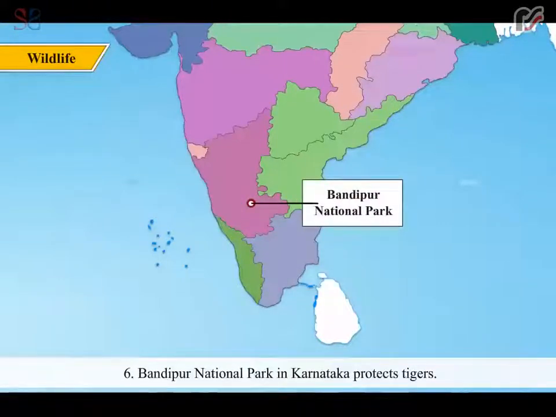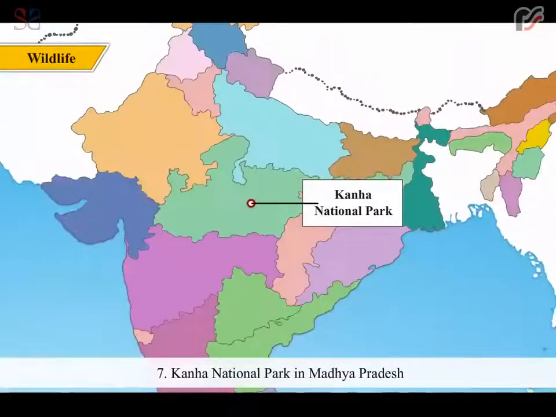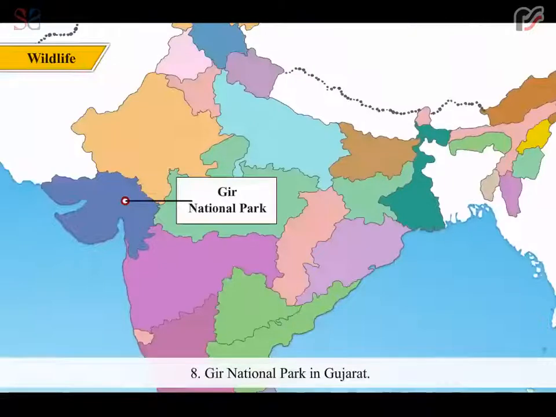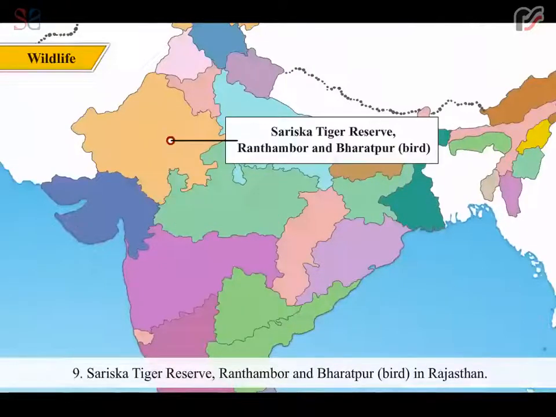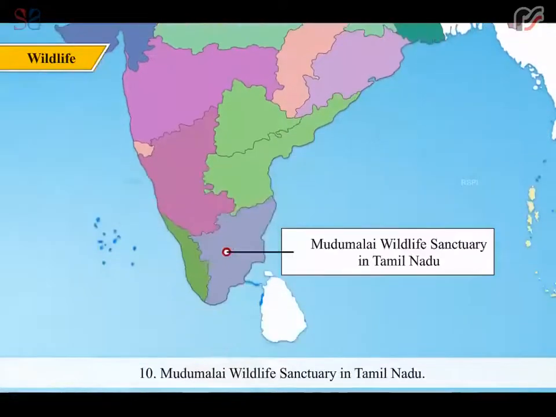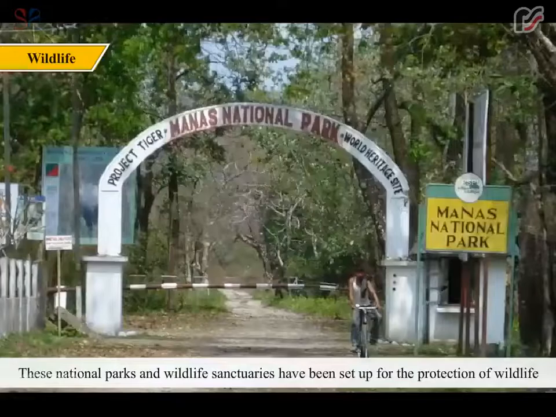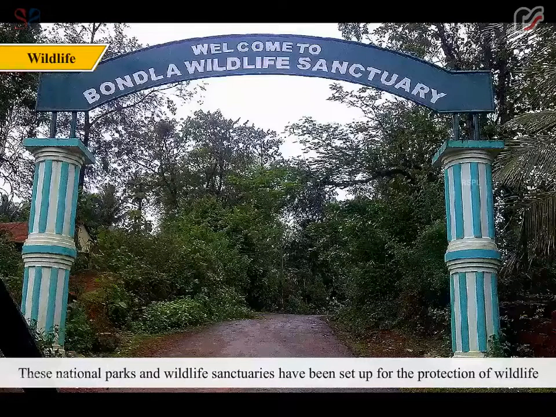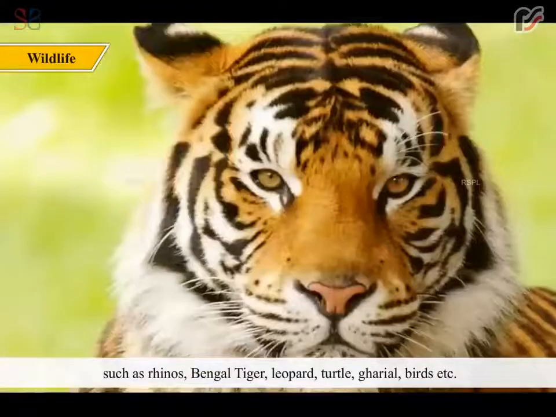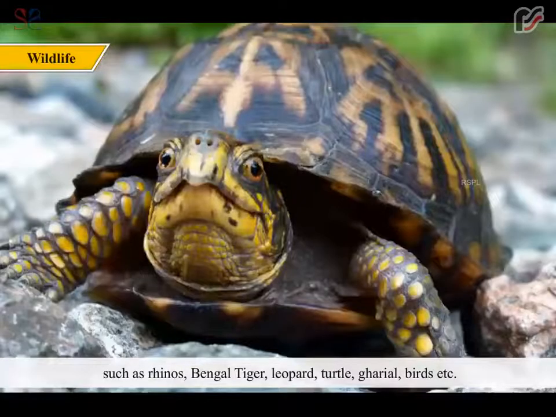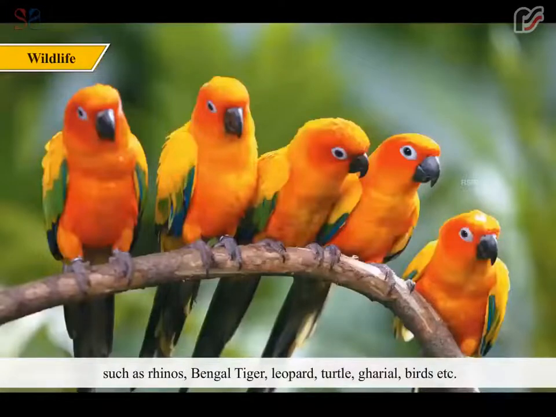6. Bandipur National Park in Karnataka protects tigers. 7. Kanha National Park in Madhya Pradesh. 8. Gir National Park in Gujarat. 9. Sariska Tiger Reserve, Ranthambore and Bharatpur Bird Sanctuary in Rajasthan. 10. Mudumalai Wildlife Sanctuary in Tamil Nadu. These national parks and wildlife sanctuaries have been set up for the protection of wildlife such as rhinos, Bengal tiger, leopard, turtle, gharial, birds, etc.